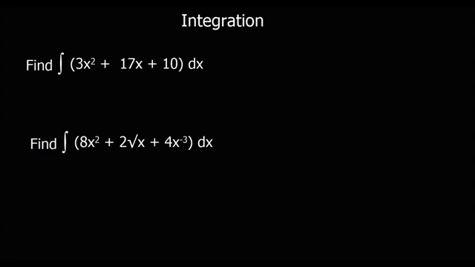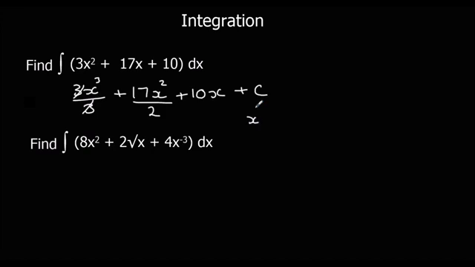Okay, here's another few. Pause the video, give them a go. Okay, so integrating, so we're adding 1 to the power, dividing by the new power, and plusing c on the end. So 2 plus 1 is 3, divide by 3. Got x to the 1 here, so that goes to x squared, divide by 2. 10 goes to 10x, and we plus c. 3 over 3, they cancel, so we've just got x cubed. Alright, to the side here, x cubed plus 17 over 2 x squared plus 10x plus c.